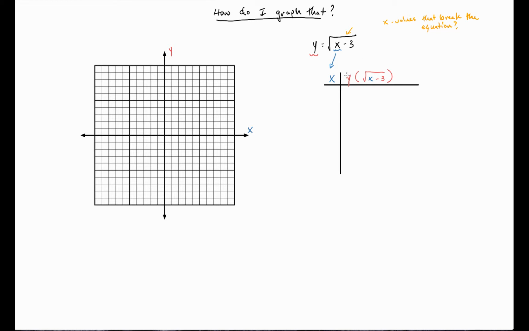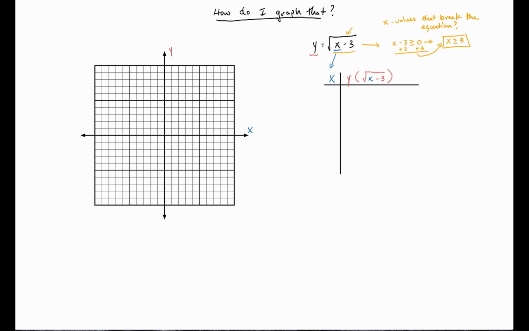Well, since this is a square root function, we know that whatever's under the square root will have to be positive. So I know that x minus 3 has to be greater than or equal to 0. If we put a negative in there, well, that's an imaginary number. We're not going to be able to graph it, and it's not something that we're interested in this case. So add 3 to both sides here, and we're going to wind up with x has to be greater than or equal to 3.